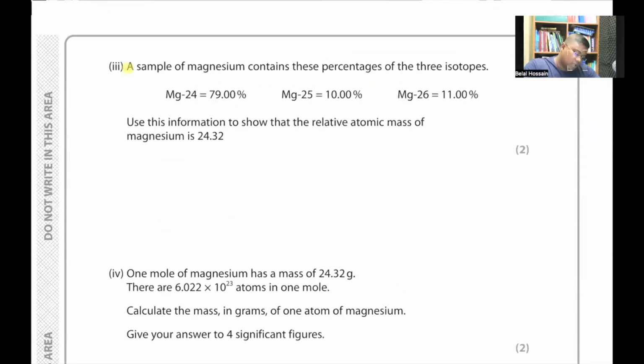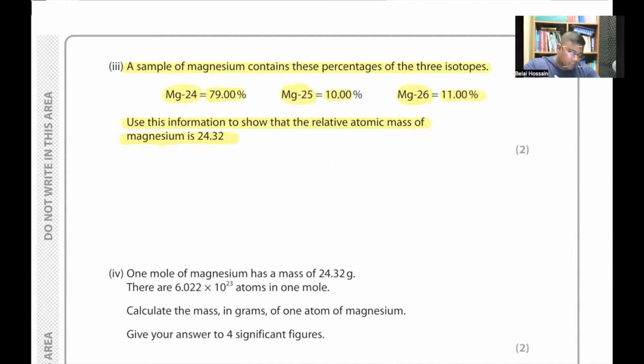Part 3. A sample of magnesium contains these percentages of 3 isotopes. So we have magnesium 24, 79%, magnesium 25, 10%, magnesium 26, 11%. Use this information to show that the relative atomic mass of magnesium is 24.32.